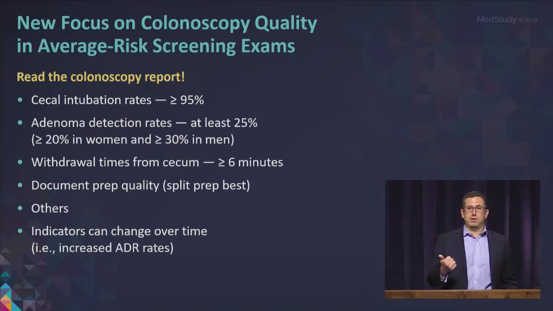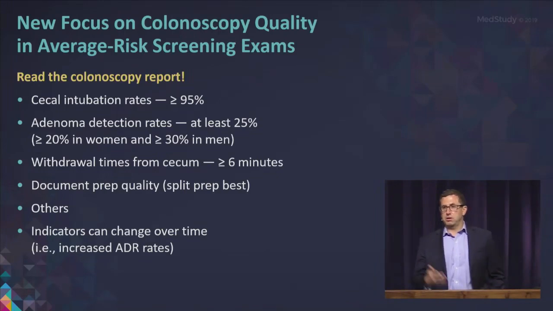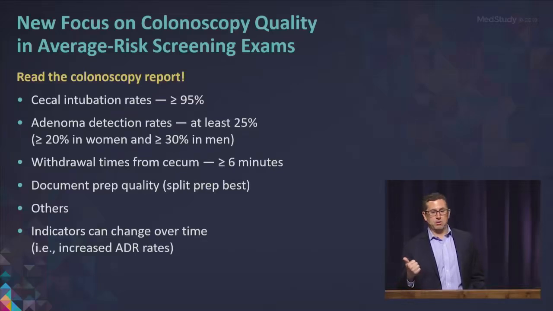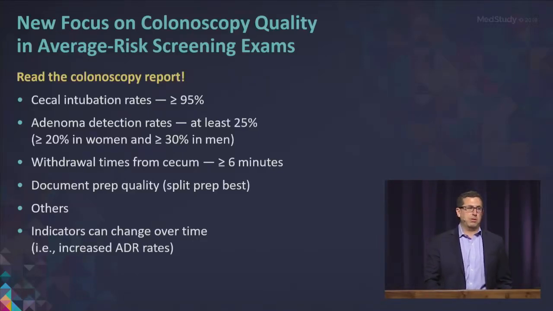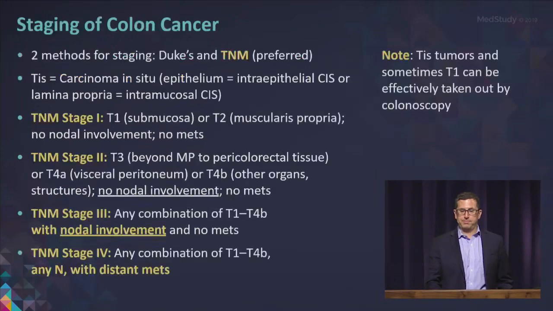You need to look at the quality indicators for colonoscopy because not everyone is doing colonoscopy in the same way. You want to make sure the cecum is reached at least 95% of the time. You want to make sure that the person doing the colonoscopy is detecting adenomas at an adequate rate. That's called the adenoma detection rate. You want to make sure that they're not pulling the colonoscope out really quickly. They need to be taking at least 6 minutes to look around because that will increase your adenoma detection rate.